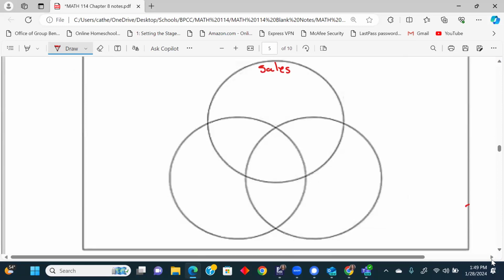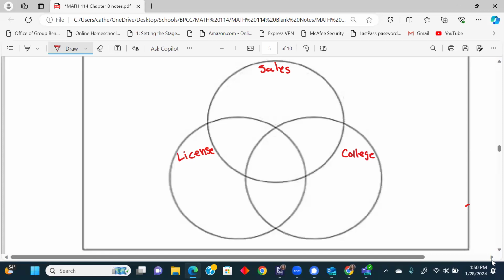This circle, college degree. Just put college, and real estate license, and I'll put license. Now, when you fill out yours, if you need to put more words in there, whatever works for you. Okay, so we have the 3 circles. So I'm going to start with the overlaps. Okay, so 45 had sales experience and a college degree.